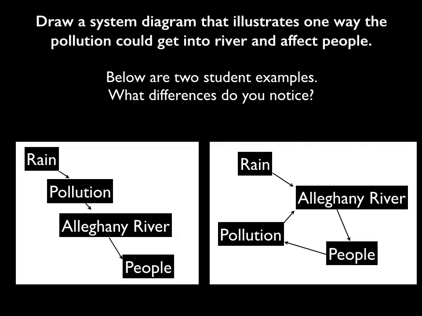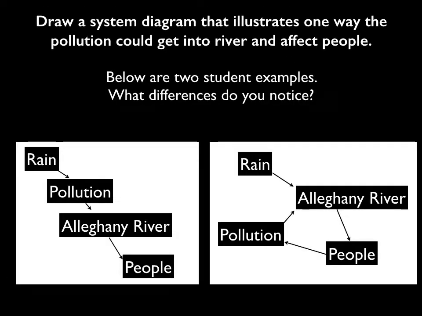So here are two, and I want you to notice what differences you see between them. On the left side, we've got rain flowing in, picking up pollution and flowing into the river, and that affects the people. On the right side, we have rain flowing into the river, and we also have pollution flowing into the river, and the people are drinking the river water, but also producing some of the pollution. You might notice that the one on the right is a little bit more interconnected, a richer web of interactions.